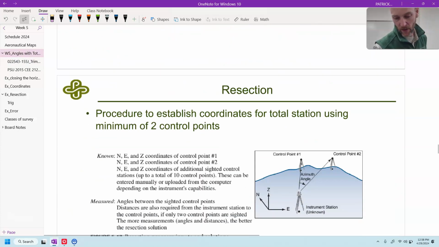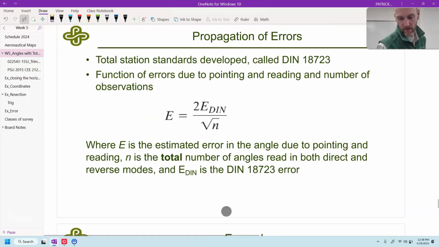The equation given here for the angular error is: take whatever that error is based on your instrument, 2 times that, divided by the square root of the number of angles. For really high precision work, this might be where you need more angles, because a bigger number in the denominator makes the error component smaller. So you need 4, 6, or 8 measurements to make that total error smaller. Versus lower level work, where you always need two measurements to have any statistically significant sample. But often that's sufficient for most survey work because the built-in error is so small.